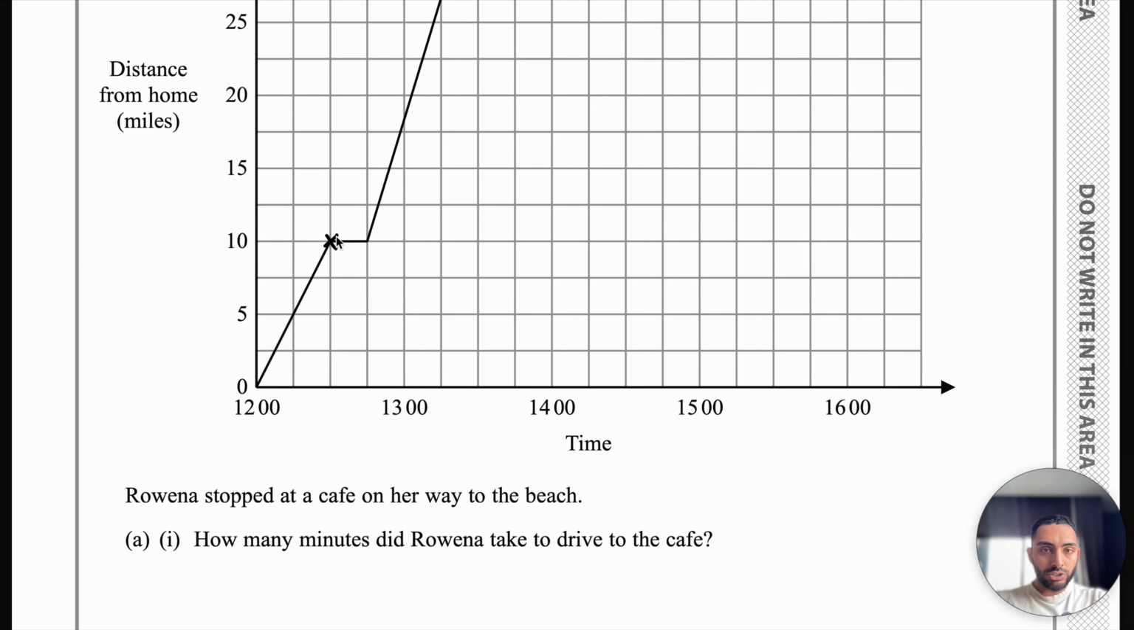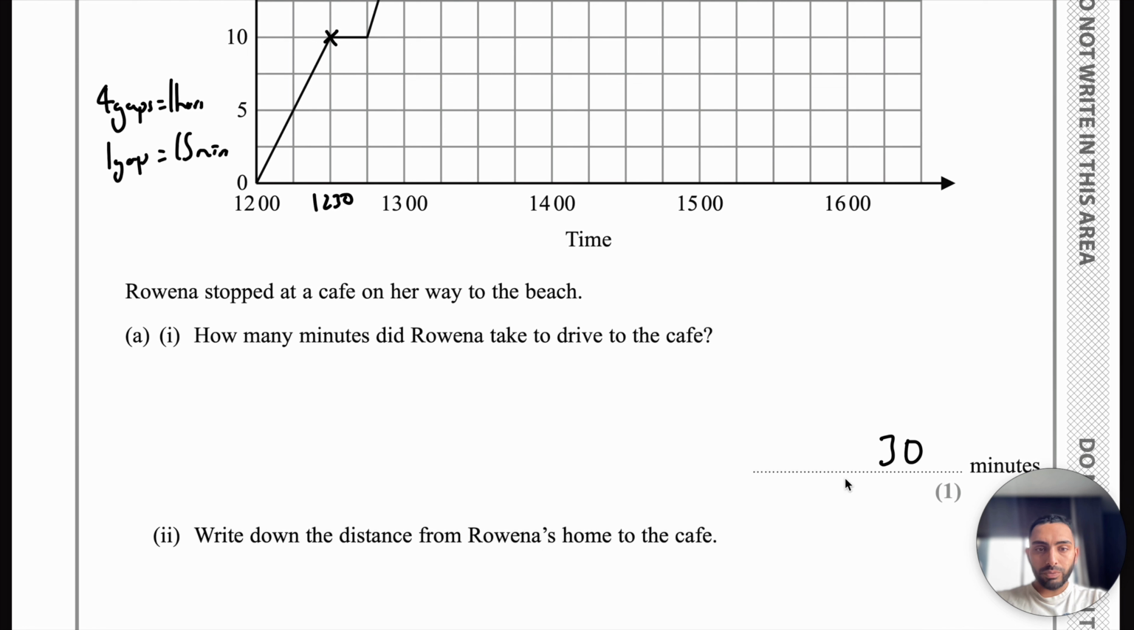We know that this is where she stopped, that's the cafe, so we just need to find that amount of time. How many gaps are there between 12 o'clock and 1 o'clock? We've got 1, 2, 3, 4 gaps. 4 gaps, which is worth 1 hour. So each gap, if I divide this by 4, 1 gap will be equal to 15 minutes. So we've got 12:15, that would be 12:30. So how many minutes did it take? It took between there and there, that would be 30 minutes.